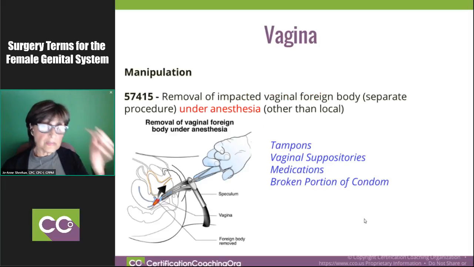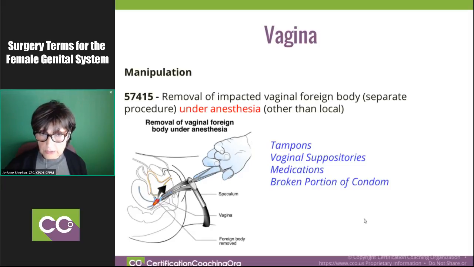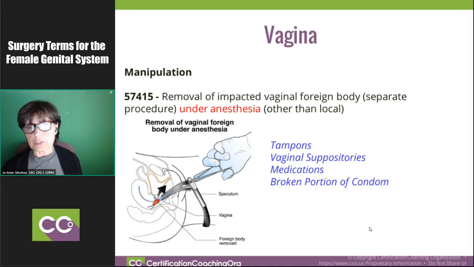Now, the removal of impacted vaginal foreign bodies, again, is under anesthesia. And here you see the speculum that's inserted. There's the vagina, and then the foreign body is being removed with these little tongs or whatever they're called. Are they called forceps? I don't even know. They look like scissors to me. And some examples would be tampons, vaginal suppository medications, or even broken portions of condoms.